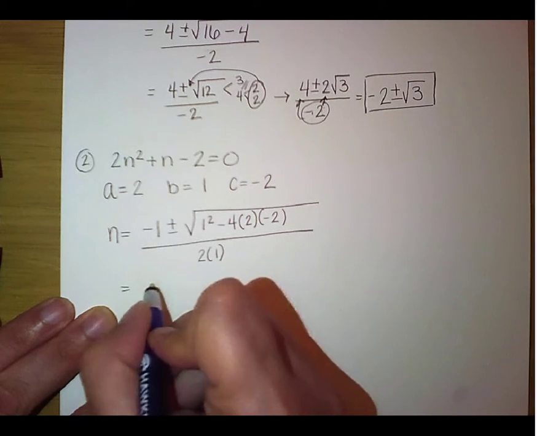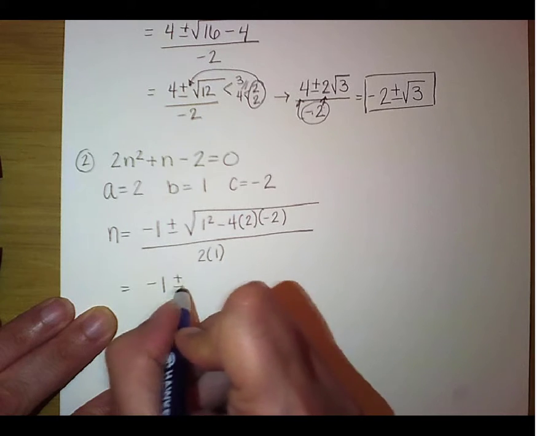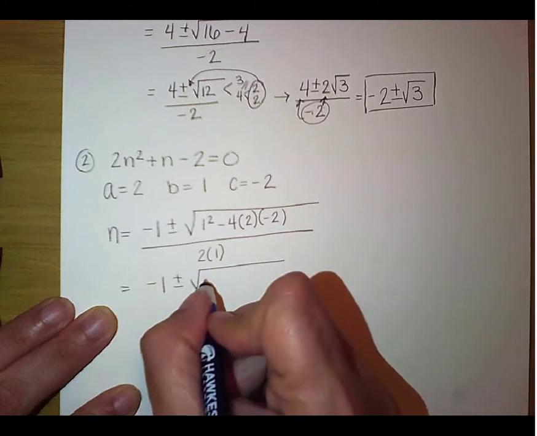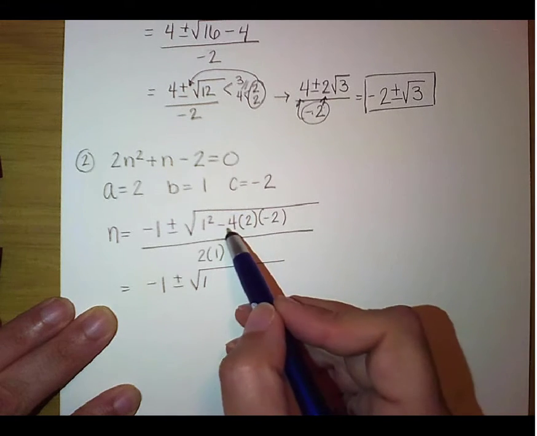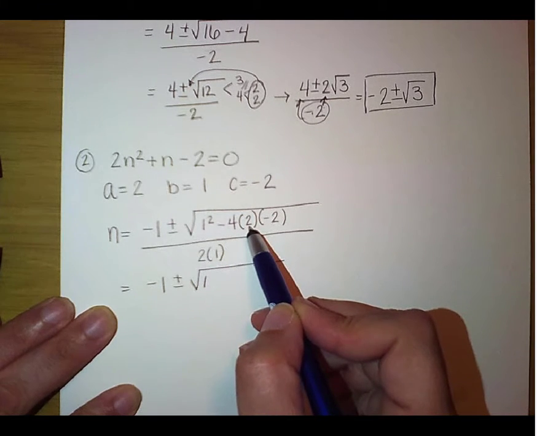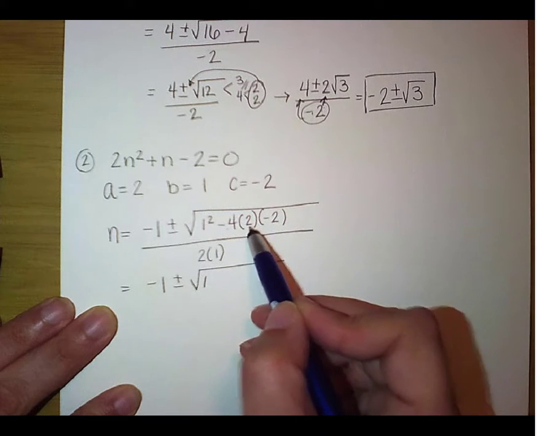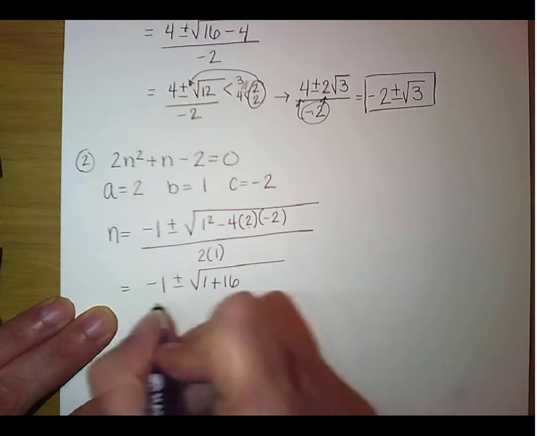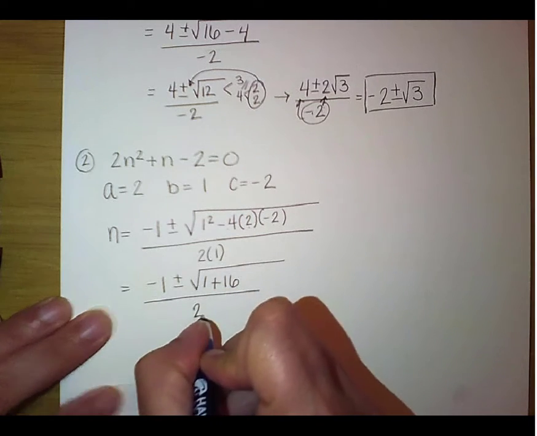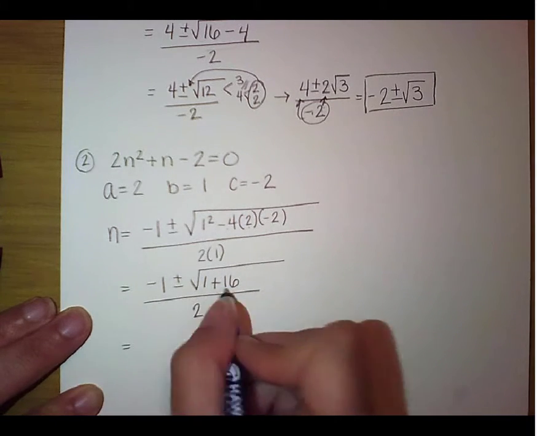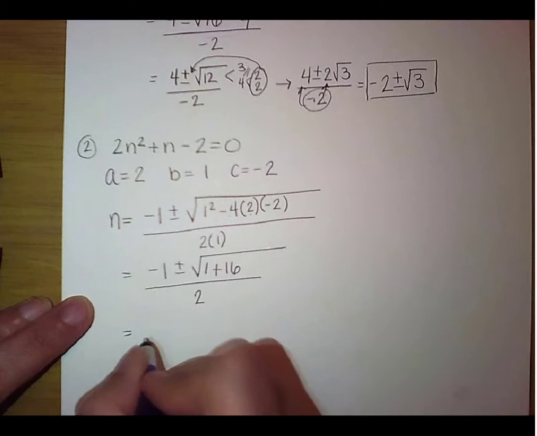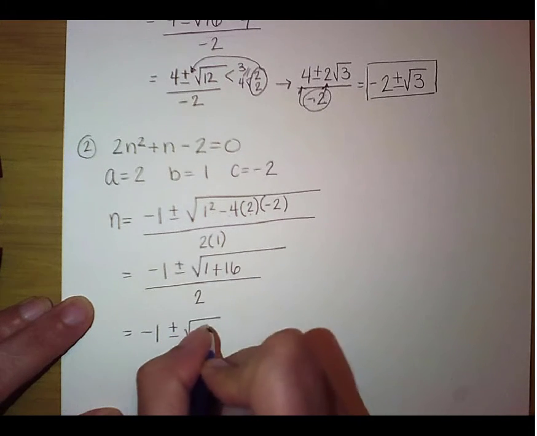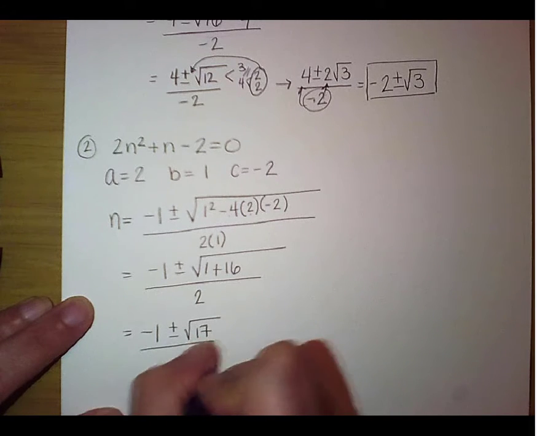So now we're going to do -1 plus or minus the square root. So here we've got 1 squared, which is still 1, and we're going to do -4 times 2, which is going to be a -8. So then a -8 times a -2 will give us a +16 over 2. So add that 1 and 16 together. We have -1 plus or minus the square root of 17 all over 2.